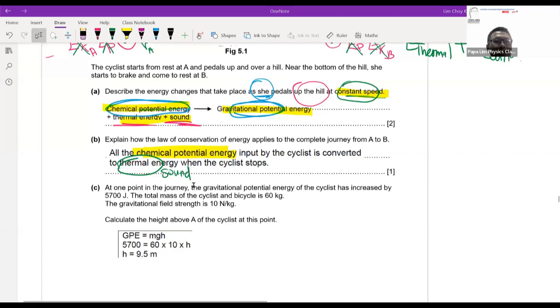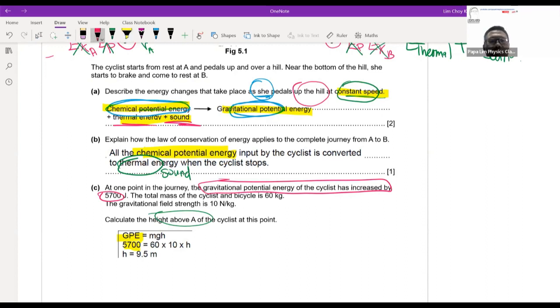Now, for the last part, it will be an easy one. The last part will be the height above A to calculate the potential energy. Based on the question, it says that the cyclist's potential energy increases by 5,700. So automatically, you will know that the GPE actually is 5,700, and I need to know the height of the cyclist.